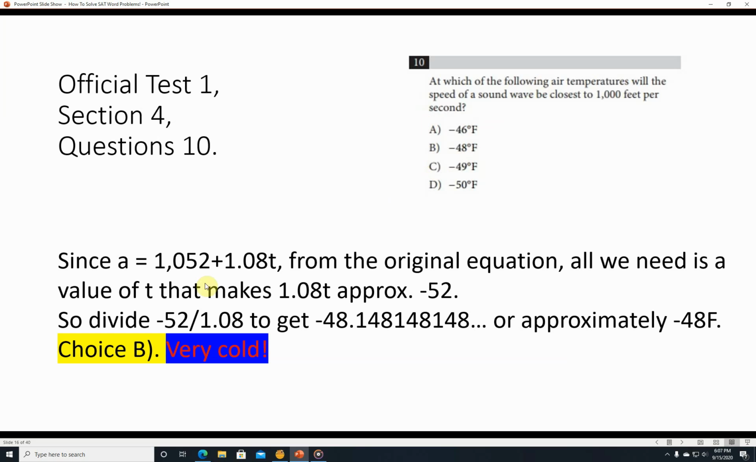So anyway, the answer is B, negative 48 degrees Fahrenheit, which is very cold.